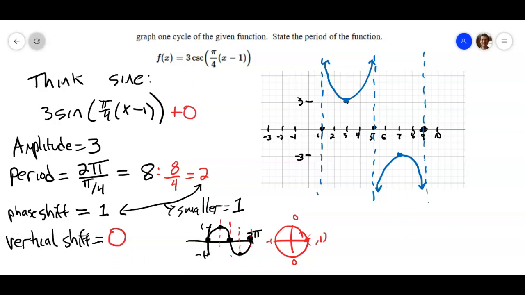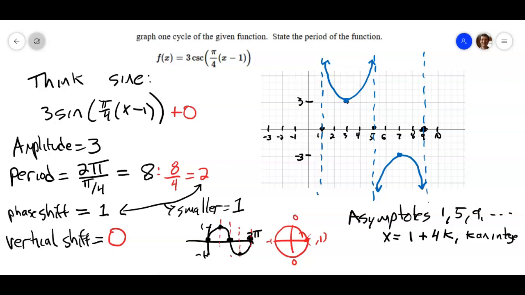So to follow up on some questions, obviously amplitude, period questions, phase shift, vertical shift, but they could also ask about asymptotes. In this case we have 1 and 5 and 9 and etc. You can also just pick an asymptote and then add the period. The period is 4. Not the period. The distance between asymptotes is 4. So you got 1 plus 4k. So these are x equals, because they're vertical lines, k an integer. That's a nice way to list all of the asymptotes.